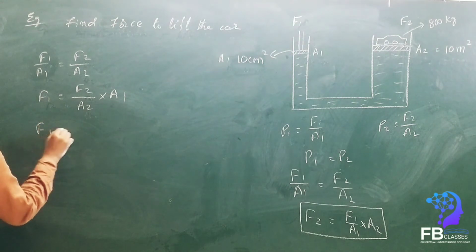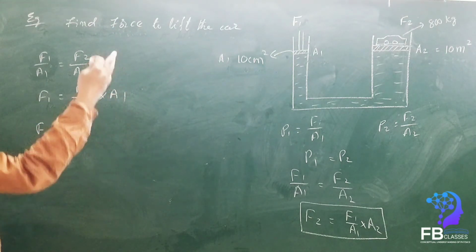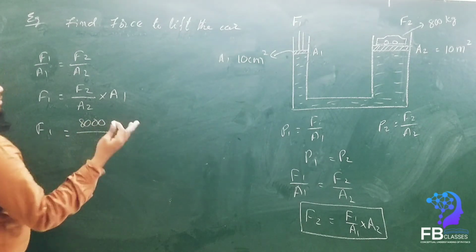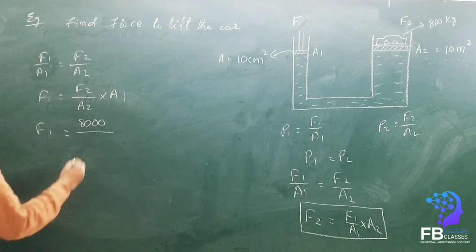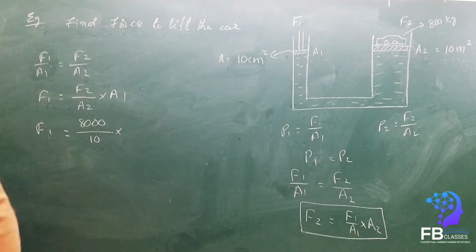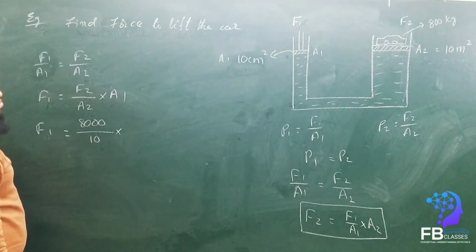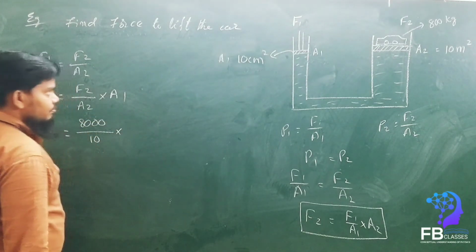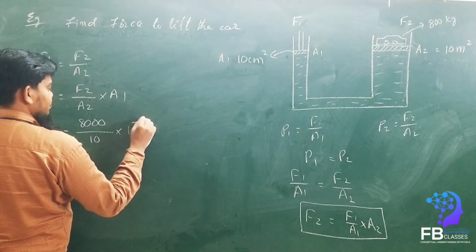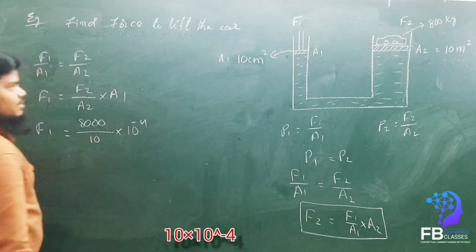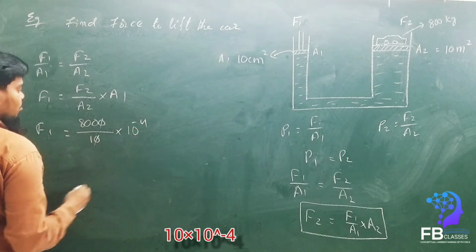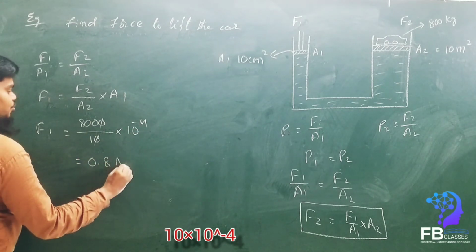Here F2 is how much, my dears? It is given as 800 kgs, which is nothing but 8000 Newton, upon A2, which is 10 meter square, into A1, which is given as 10 centimeter square. If 10 centimeter square is converted into meter square, it will come as 10 to the power of minus 4. Are you getting the point? Now the zeros will get cancelled. How much will it come? It will come as 0.8 Newton.